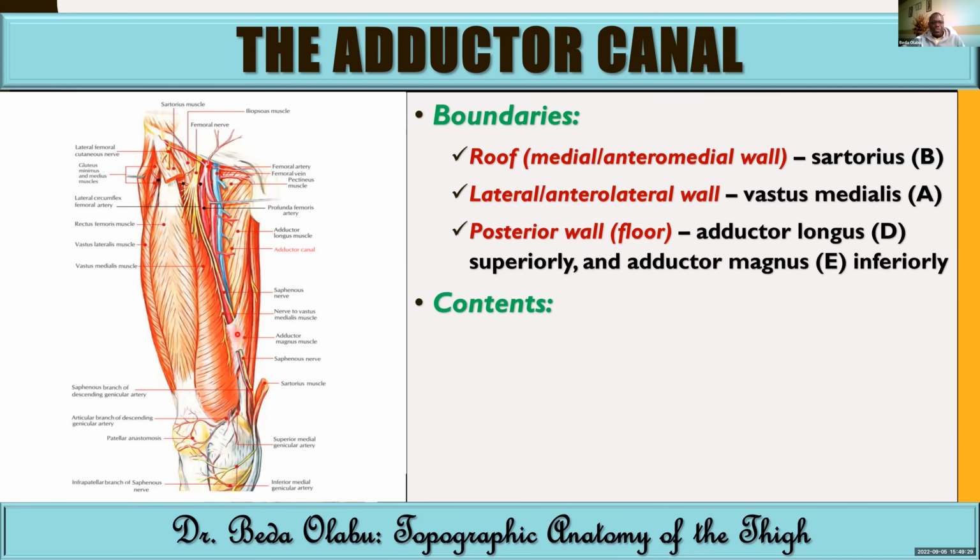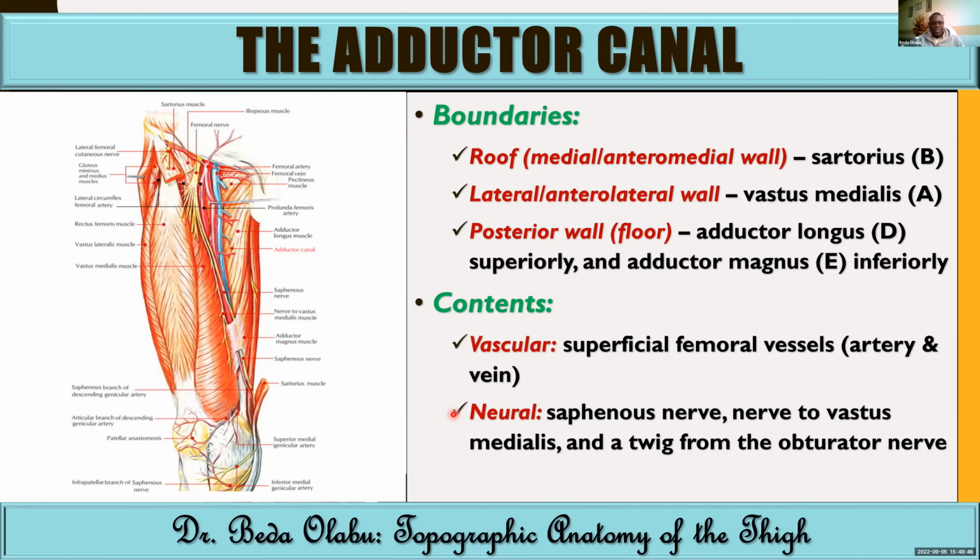Now, what are the contents of the adductor canal? We have blood vessels. The vascular contents of the adductor canal are the superficial femoral vessels. We have the superficial femoral artery and the superficial femoral vein. Then you have some nerves. The nerves which are found here are the saphenous nerve, the terminal branch of the femoral nerve. It's a cutaneous nerve. We have the nerve to vastus medialis, and you have some small branch from the obturator nerve.